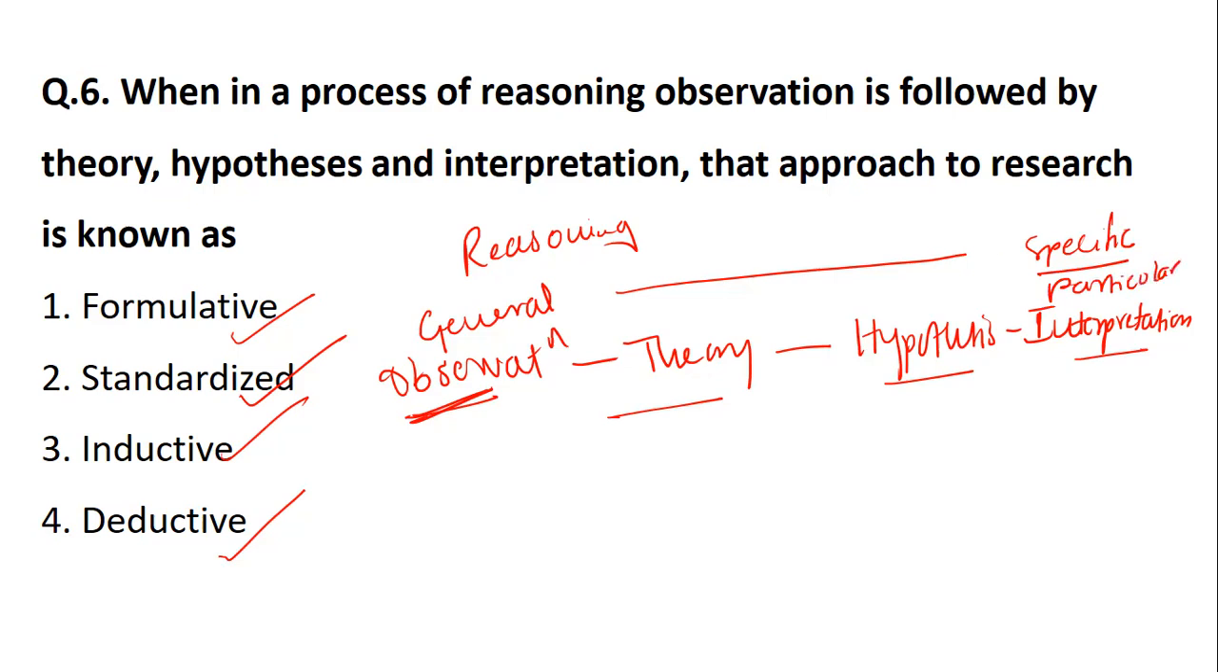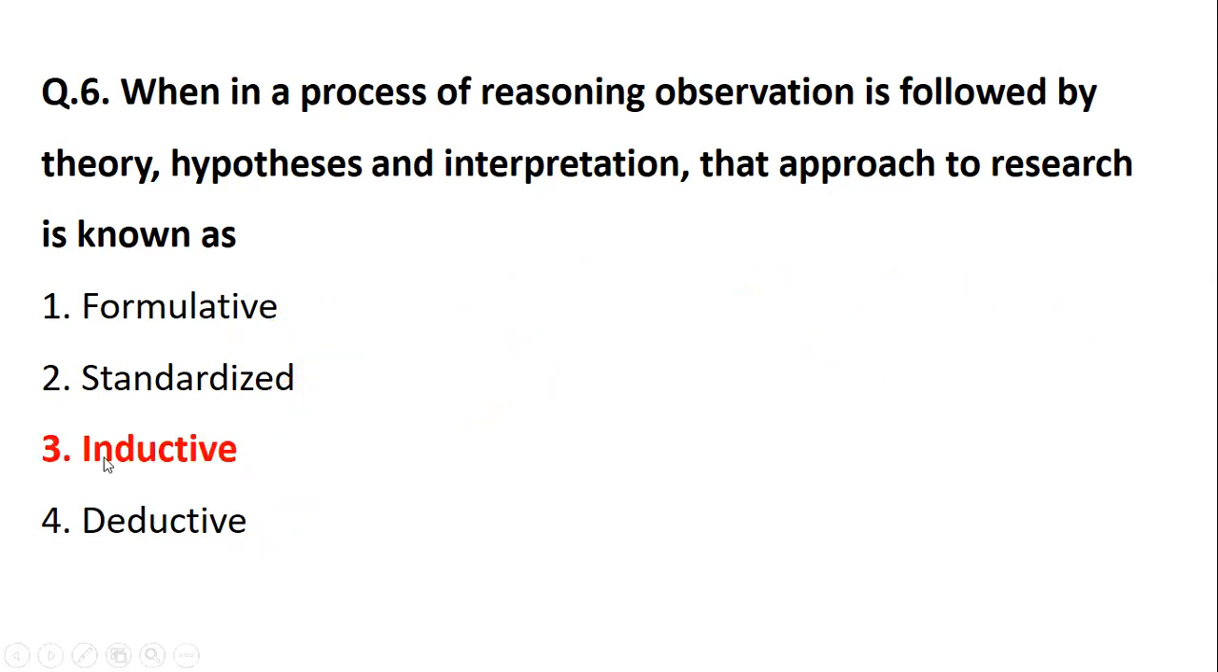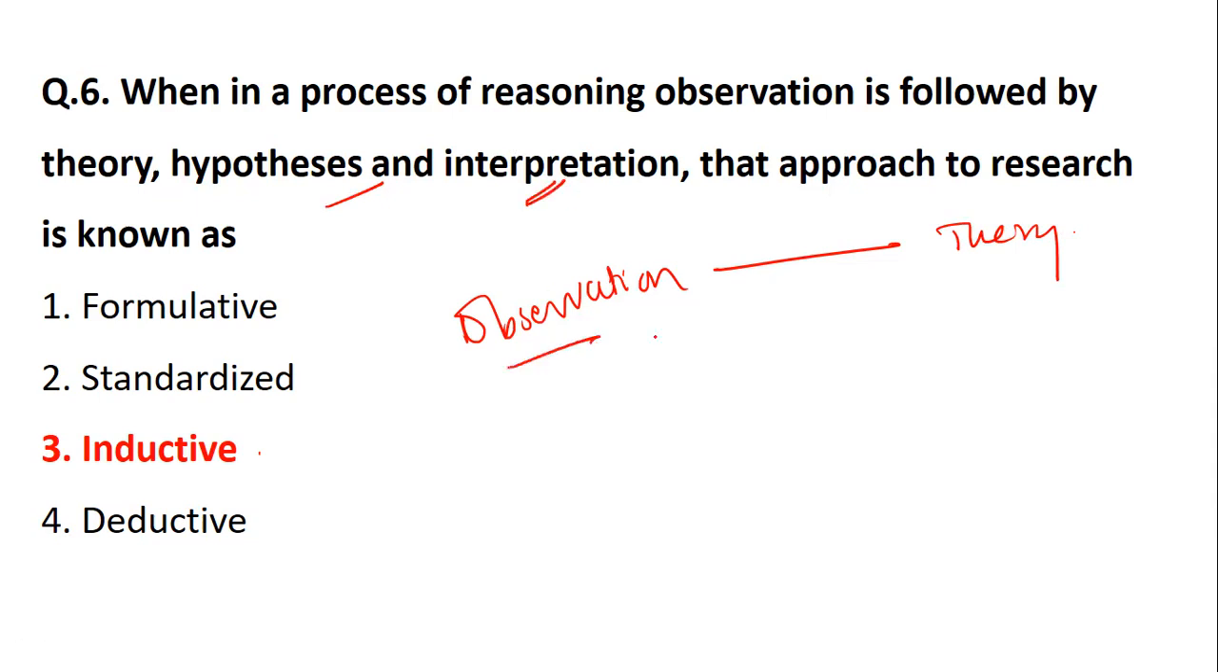So, the simple way: inductive, deductive, standardized, or formulative. I saw the options, but here it is observation. You start with an observation where you are very generic, and then you come towards something very particular or specific. Such an approach is followed only in the inductive approach. It definitely starts with some observation and comes to a specific theory, but that theory is reached with the help of hypothesis framing and interpretation. So observation to theory is nothing but the inductive approach, right?